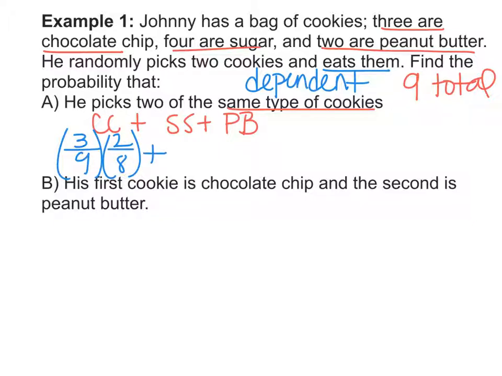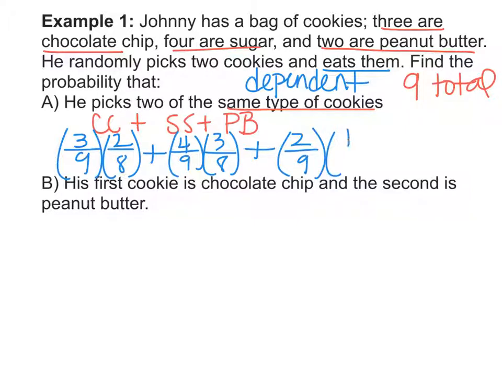Now if I think about sugar, again, if he's blindly reaching in for the first time, there's a 4 in 9 chance that it's a sugar cookie. And if he reaches in again after he's eaten that one, now there are only 3 sugar cookies left and 8 cookies total. And so finally, peanut butter, same idea. If we're starting over, the chance he picks a peanut butter blindly is 2 out of 9. And then once he eats that cookie, it would be 1 out of 8.